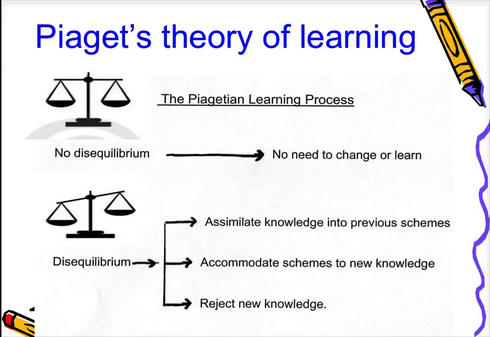So the choice we would hope they would make is to change their prejudices and accommodate or change their schemes and say, "I was wrong. This scheme about this minority or ethnicity is incorrect because look, I have evidence here that this is a person from that ethnic group and they're not like that." Okay? Unfortunately, because that's often a very central, powerful scheme, people will often reject the new knowledge. Instead of accommodating their scheme, instead of changing their beliefs, they will reject the new knowledge.